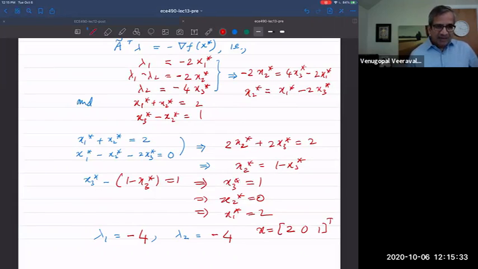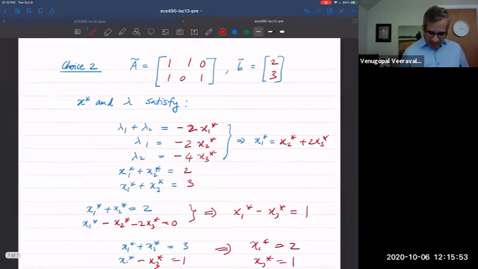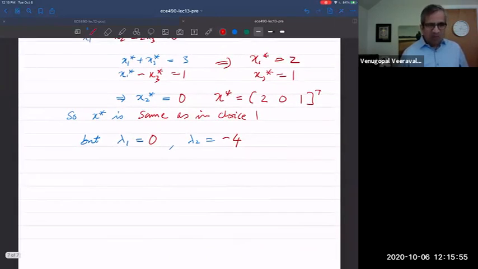Actually there's only one x star in this case, and so you just check for that x star whether the Lagrange multipliers are unique, and they're not unique in this case. Even if you think of the Lagrange multiplier corresponding to the row that we took off as 0, in this case you had minus 4, 0, and in this case you're going to get 0, 0, minus 4. So the Lagrange multipliers are quite different for the two choices of A tilde.